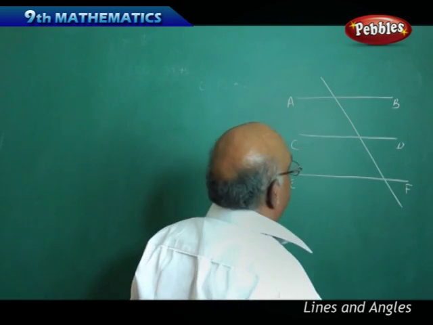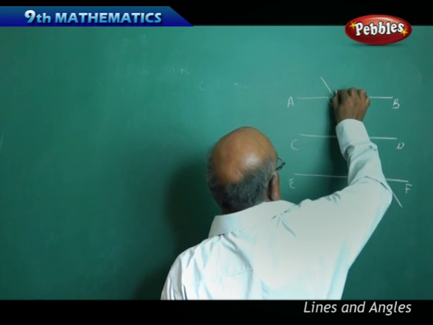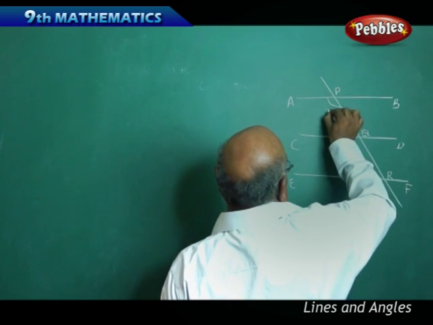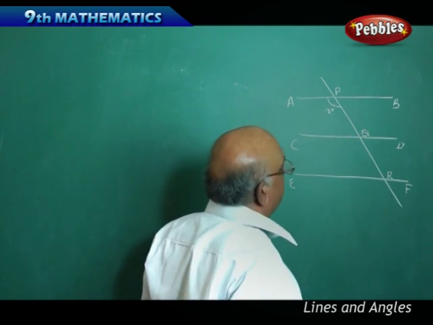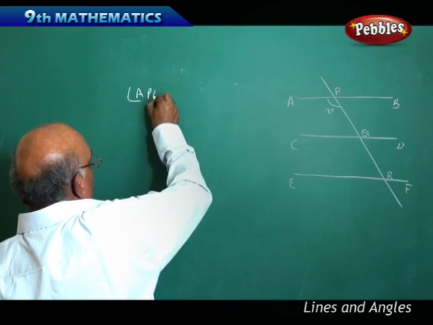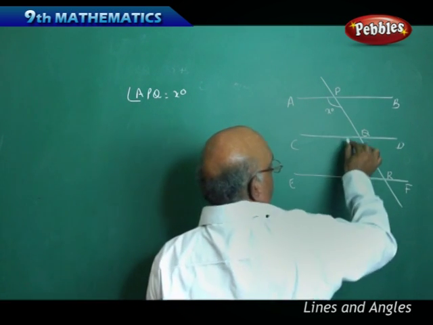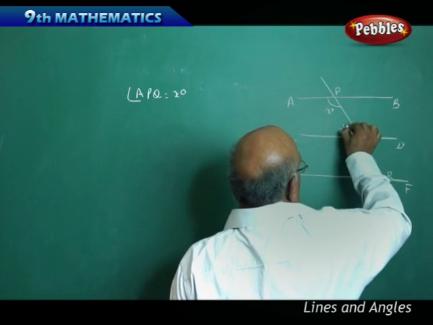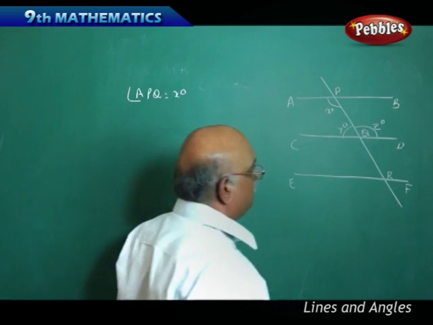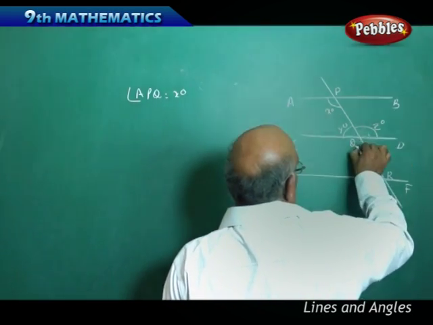Now, he had given that this is an x degrees angle. Let us call this P, this is Q, R. This is x degrees, that is angle APQ equal to x degrees. In the same manner, this is y degrees given, this is z degrees given. That implies this point is Q we have taken.